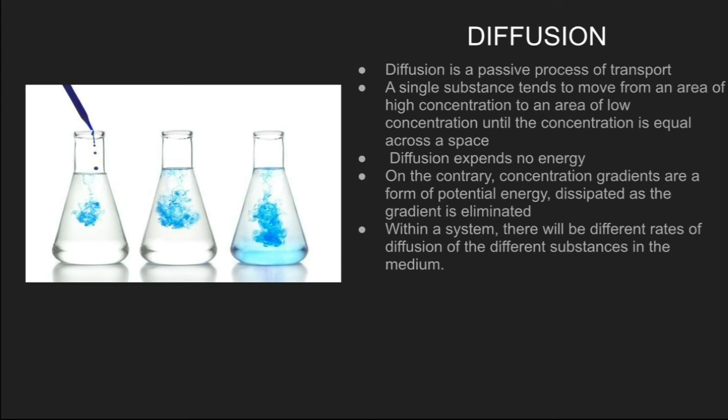Moving to the next part, within a system, there will be different rates of diffusion of different substances in the medium. That is, inside the system itself, inside the cells only, there are different rates of diffusion that happen with different substances. Different rates means different speeds of diffusion between different types of substances.